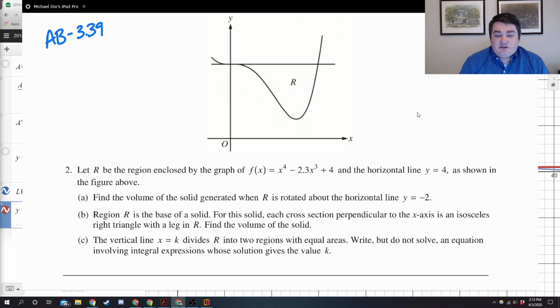Let R be the region enclosed by the graph of f of x and the horizontal line y equals 4, as shown in the figure above. A, find the volume of the solid generated when R is rotated about the horizontal line y equals -2. So here's my shaded area right here. Y equals -2 would be a line down here.